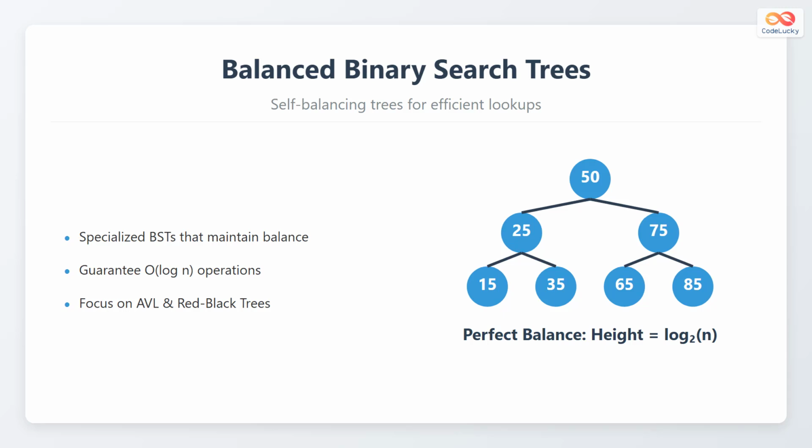Let's explore balanced binary search trees. These are specialized binary search trees that maintain a certain balance in their structure. This balancing act guarantees that most operations can be performed in O(log n) time, where n is the number of nodes. We'll focus on two main types of balanced binary search trees, AVL trees and Red-Black trees, which are popular for their efficiency and widespread use in computer science.